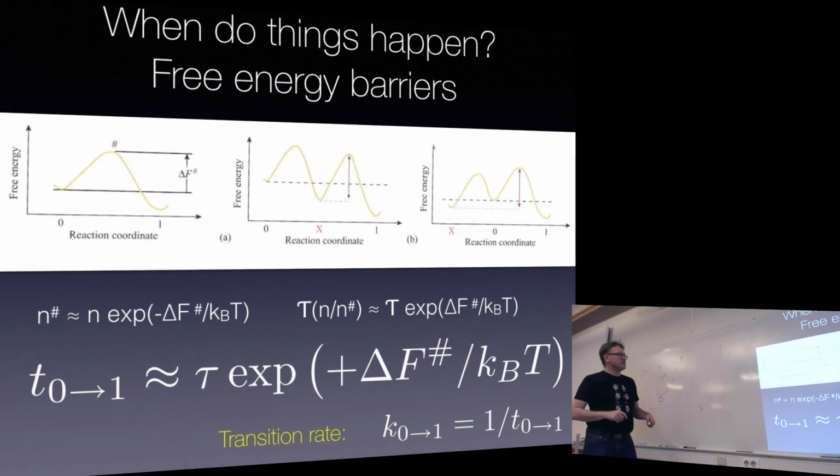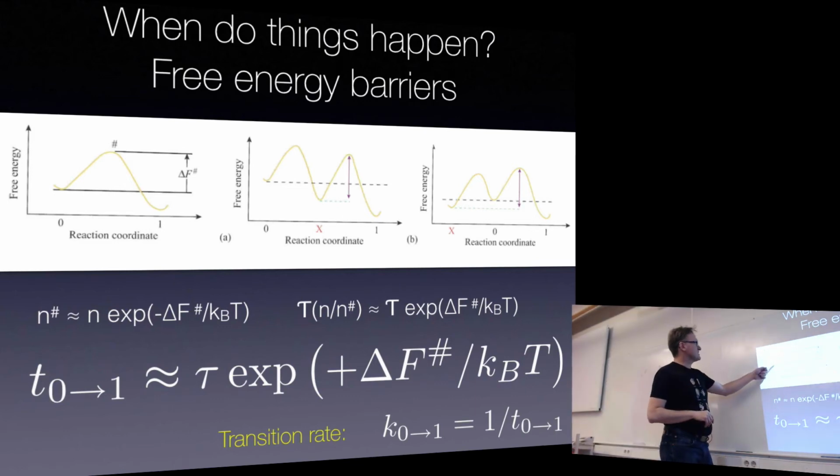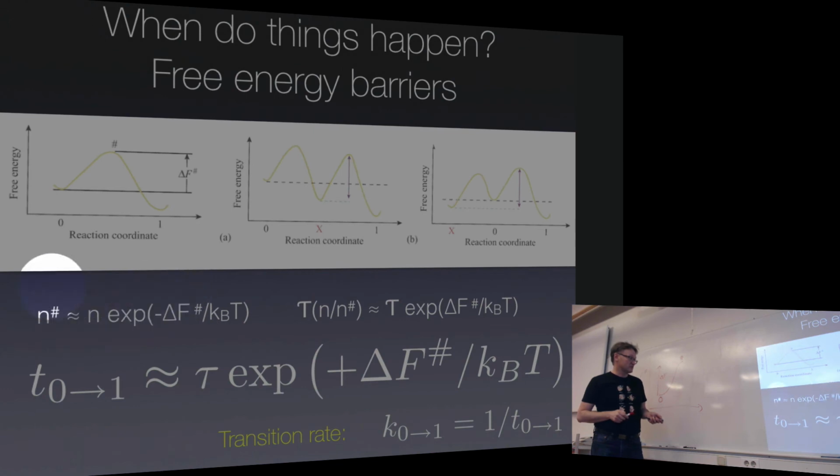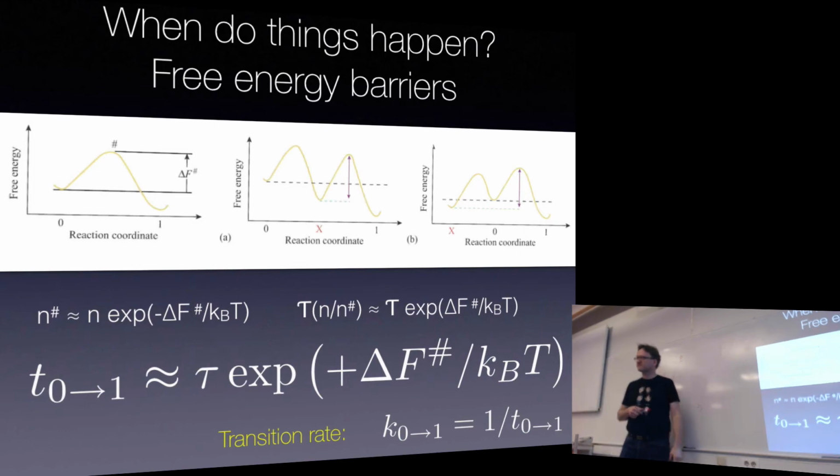So the likelihood that we can get to the top of the barrier, or the fraction of, if we have lots of molecules here, the fraction of molecules that are going to be at the top of the barrier, we can say that that's n hash. And again, then we just use the Boltzmann distribution and say that the fraction of molecules that are at the top of the barrier is roughly, well, some sort of constant proportional to the total number of molecules, and then the Boltzmann distribution, e to the minus the relative energy, minus delta F hash divided by kT. As simple as that.